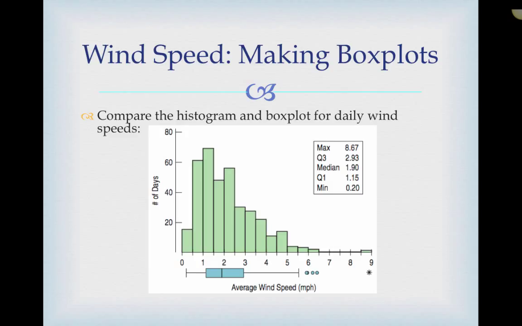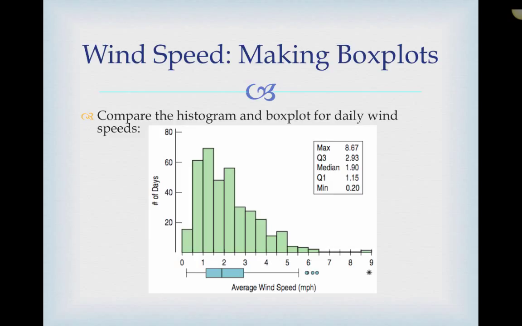So really we just want to be able to see what we can tell about a distribution from a histogram and what we can tell about a distribution from a box plot and how they might be different. If we're looking at the histogram, we can see that it is unimodal, skewed to the right. There's an outlier around 9 miles per hour, and that's about it. We can estimate a rough center, but that's overall what we can really tell.